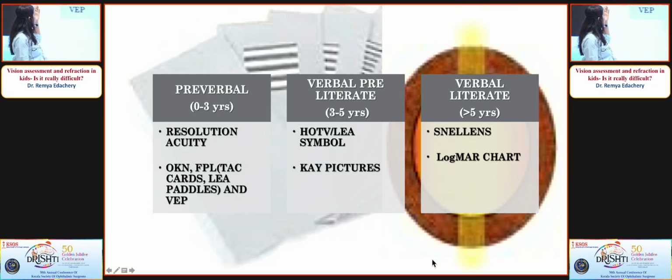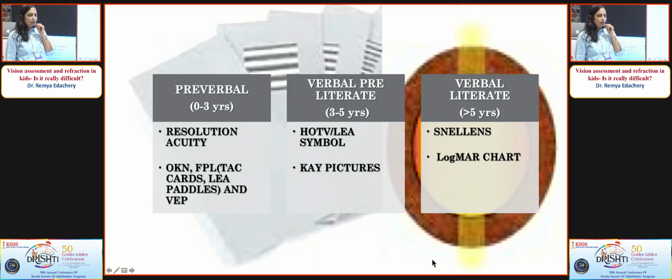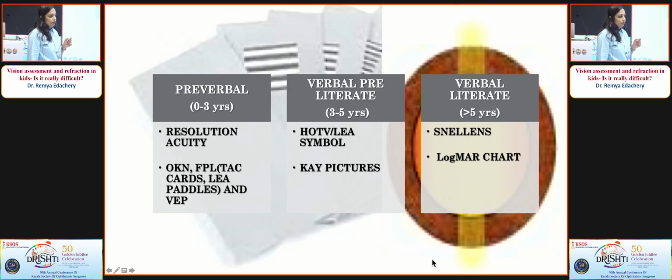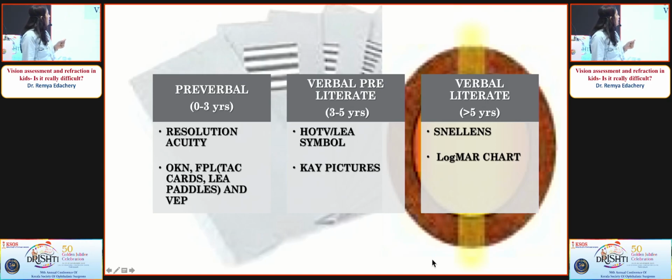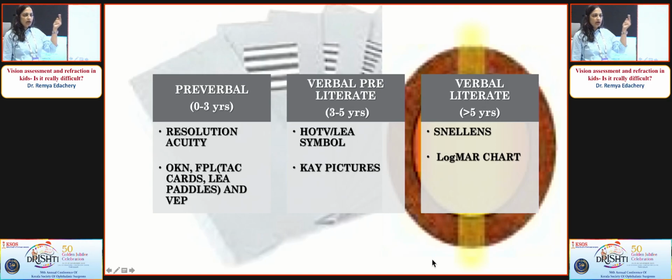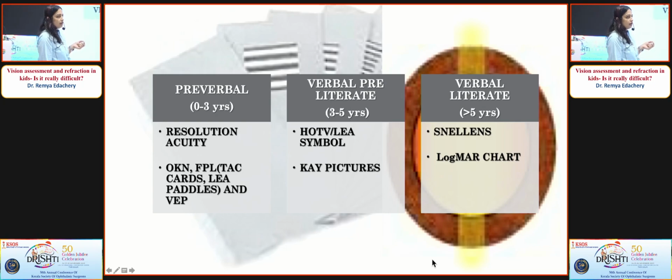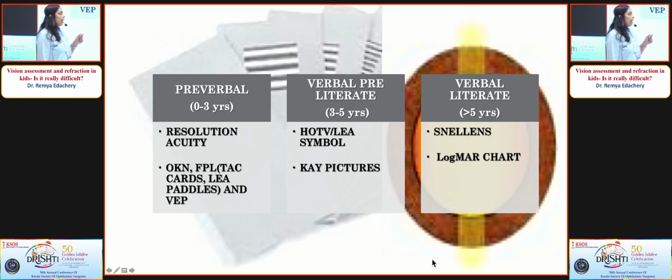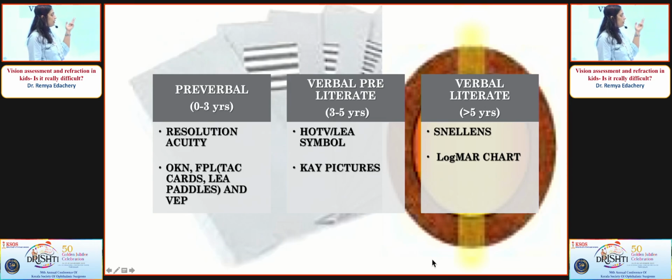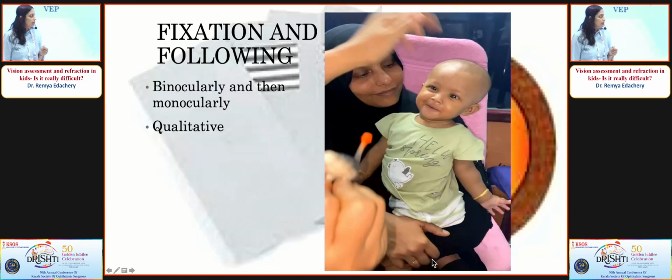In pre-verbal children, we normally do resolution acuity tests. We do optokinetic nystagmus, forced preferential looking tests, and VEP. Whereas in verbal pre-literate children, you can do matching tests like HOTV, Lea symbols, and K pictures. And in verbal literate children, as in adults, you can go for a Snellen chart or a LogMAR chart.